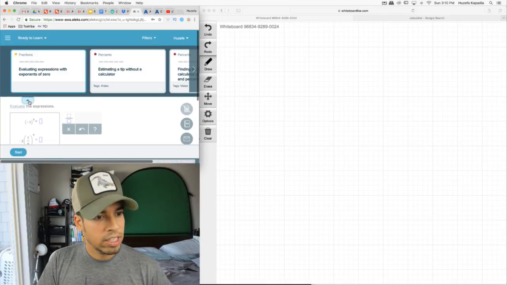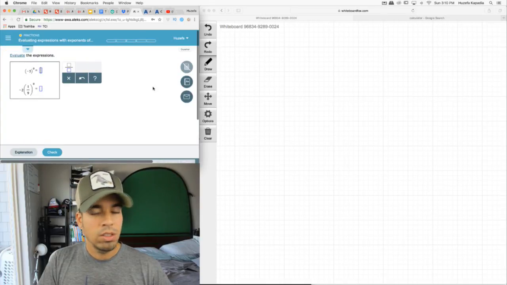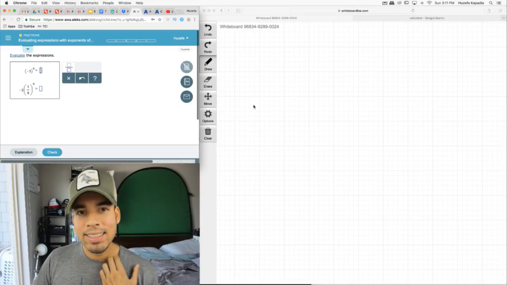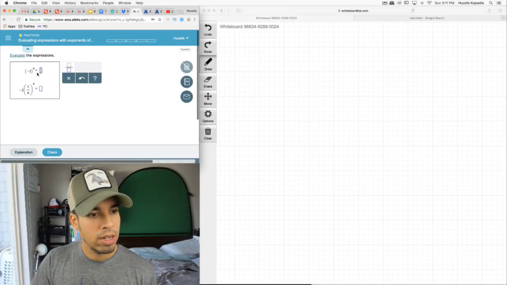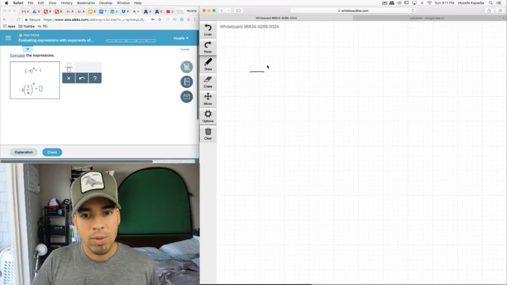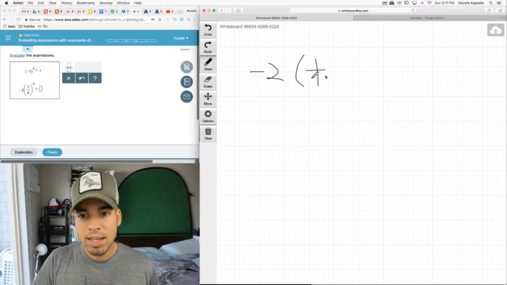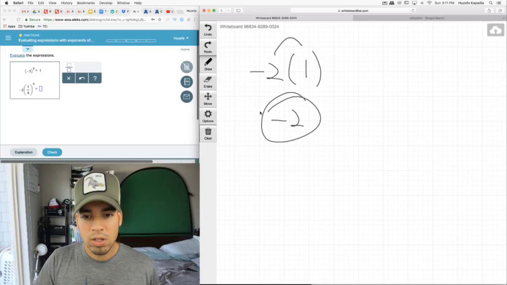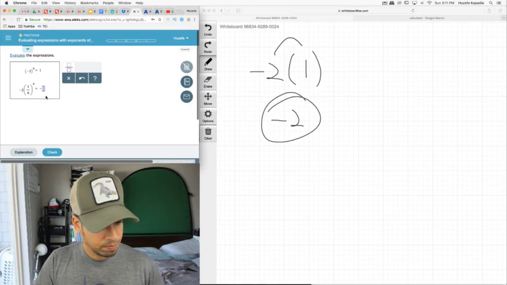Evaluating expressions with exponents of 0. So this is really cool. This is all about the exponential rule of 0, where anything to the 0th power is 1. So guess what? -5 to the 0th power is just 1. Now here's a little interesting, right? We got -2 times 1/9 to the 0th power. Well, just the 1/9 is to the 0th power. So this part turns into 1. Still multiplying the -2. -2 times 1 is just -2.